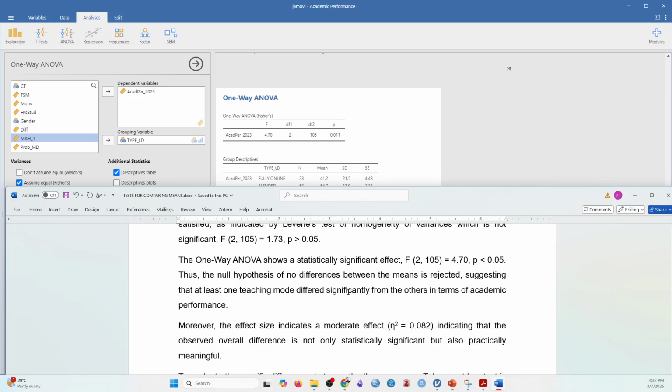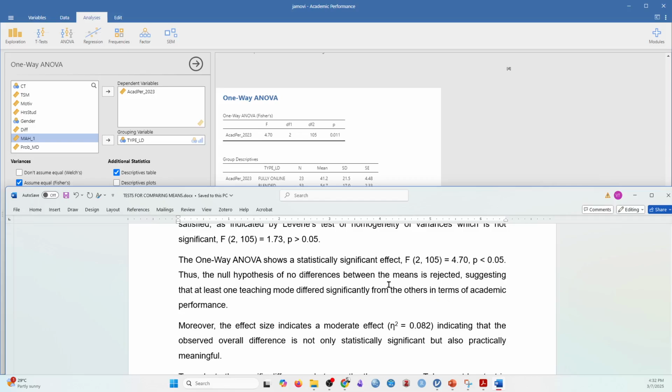Now, when we look at the main result of a one-way ANOVA, we cannot actually identify which of the mean scores are different, because we're looking at 3 different means. So it could be between face-to-face and online, in our case here. It could be between fully online and blended face-to-face. We don't know, but we know overall the difference is statistically significant.